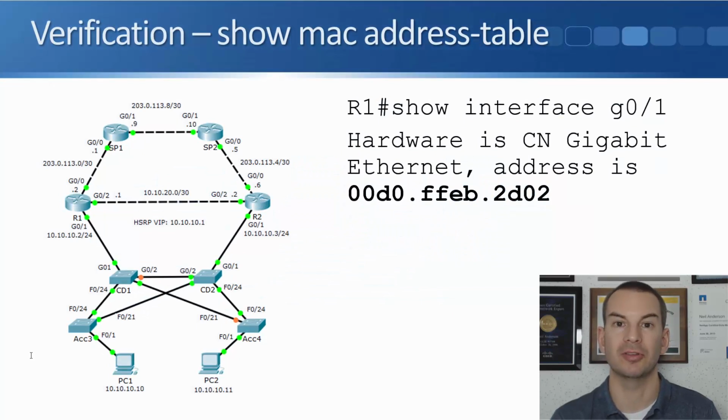Another command you can use to check the path that traffic is taking throughout your layer 2 network is show MAC address table. So for this example, we're going to check the path that traffic is taking from PC1 going to R1. And you can see in the diagram that it should go from PC1 to access 3 to CD1 to R1. So let's verify that.